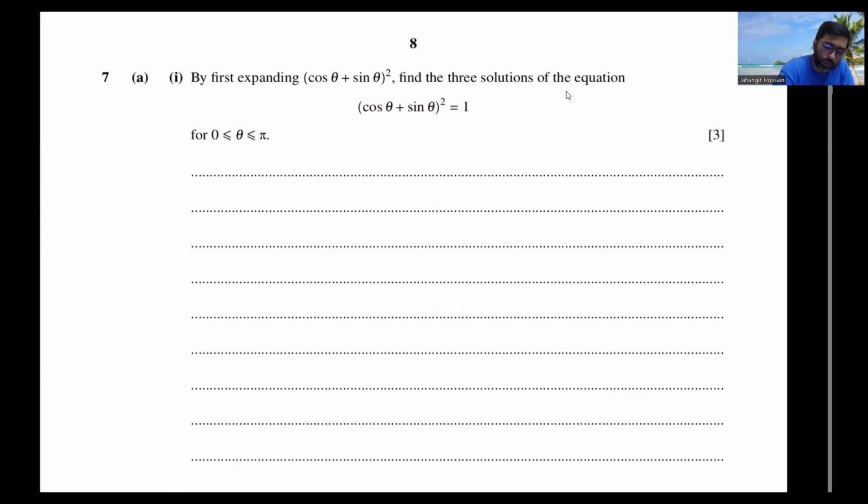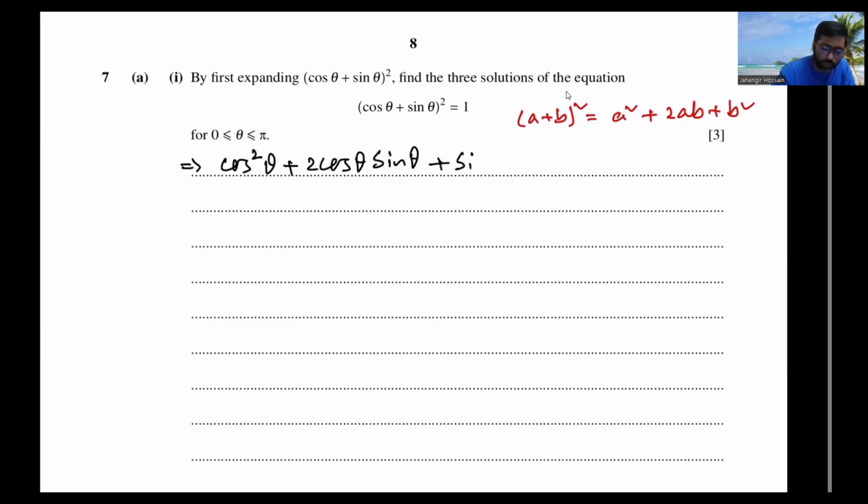Now, let's follow the instruction of the question. First, you need to expand this one. Cos theta plus sin theta whole square, we are using a plus b whole square here. Remember, a plus b whole square is a square plus 2ab plus b square. So, we have cos square theta plus 2 cos theta sin theta plus sin square theta equal to 1.